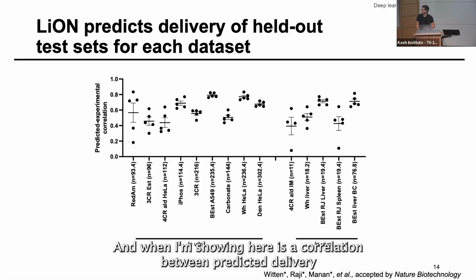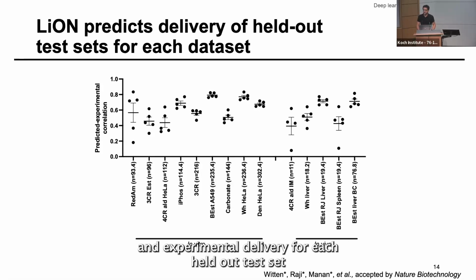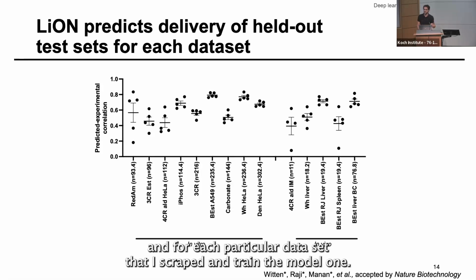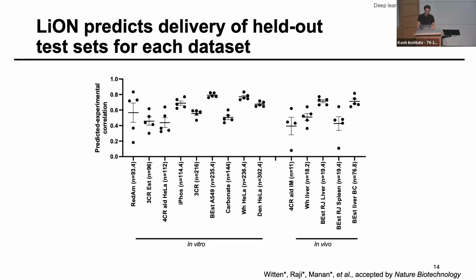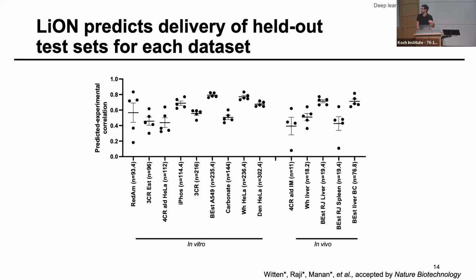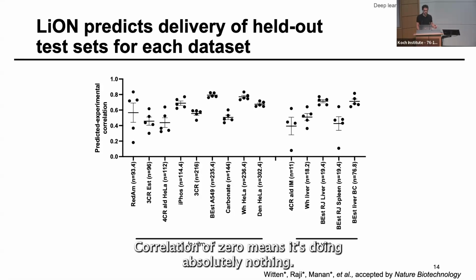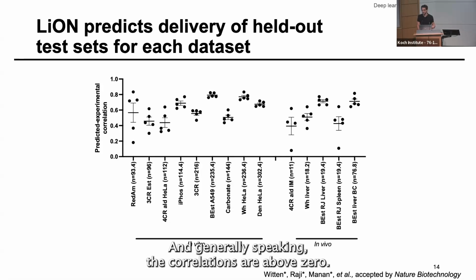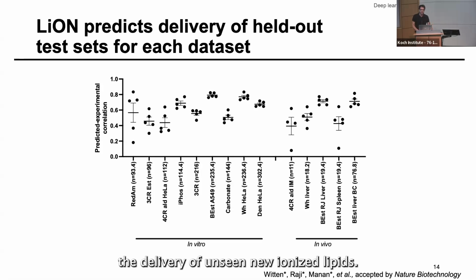And what I'm showing here is the correlation between predicted delivery and experimental delivery for each held out test set, and for each particular data set that I scraped and trained the model on. A correlation of 1 means that the model is predicting delivery perfectly. A correlation of 0 means it's doing absolutely nothing. And generally speaking, the correlations are above 0. So we're getting pretty substantial ability to predict the delivery of unseen new ionizable lipids.